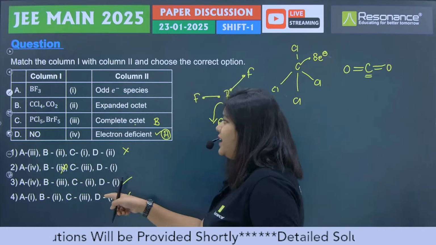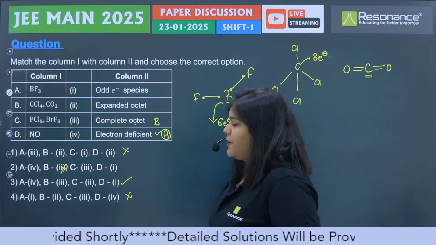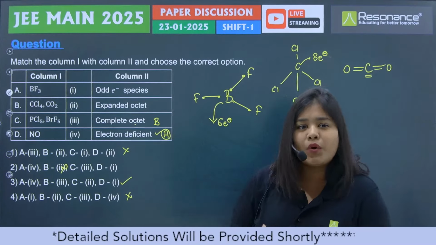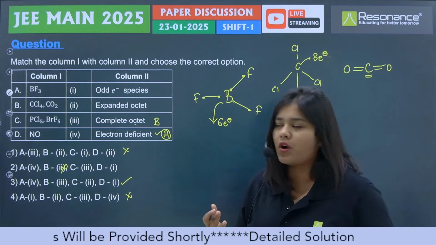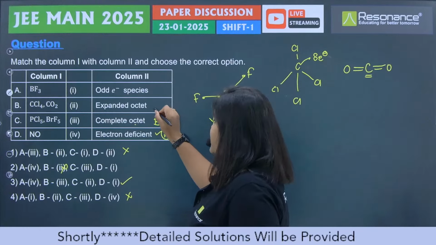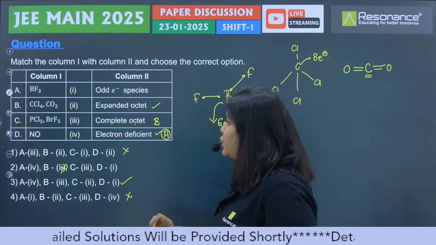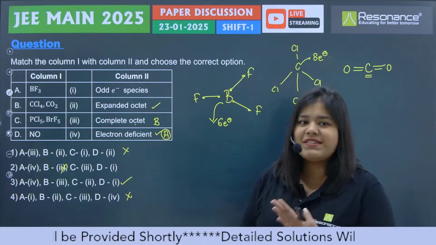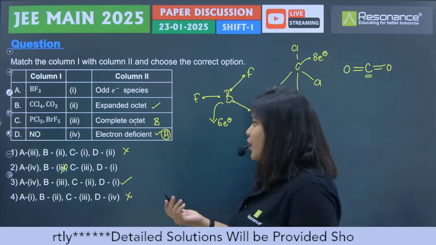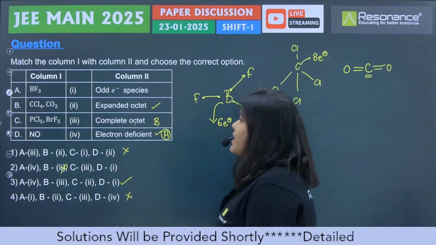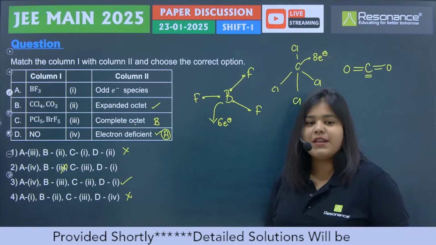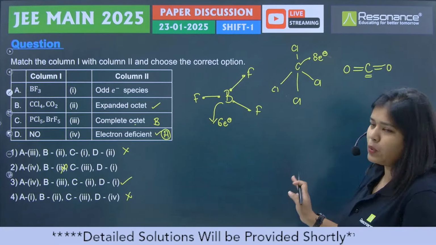Let's see for the C. PCl5, BrF5: more than 8 electrons on the center atom, super octet. Obviously they follow expanded octet, that is, C will follow 2. And NO: nitrogen has 7 electrons, oxygen 8 electrons. What? Odd electron species, right? So the answer will be 3. Chemical bonding question, super easy.